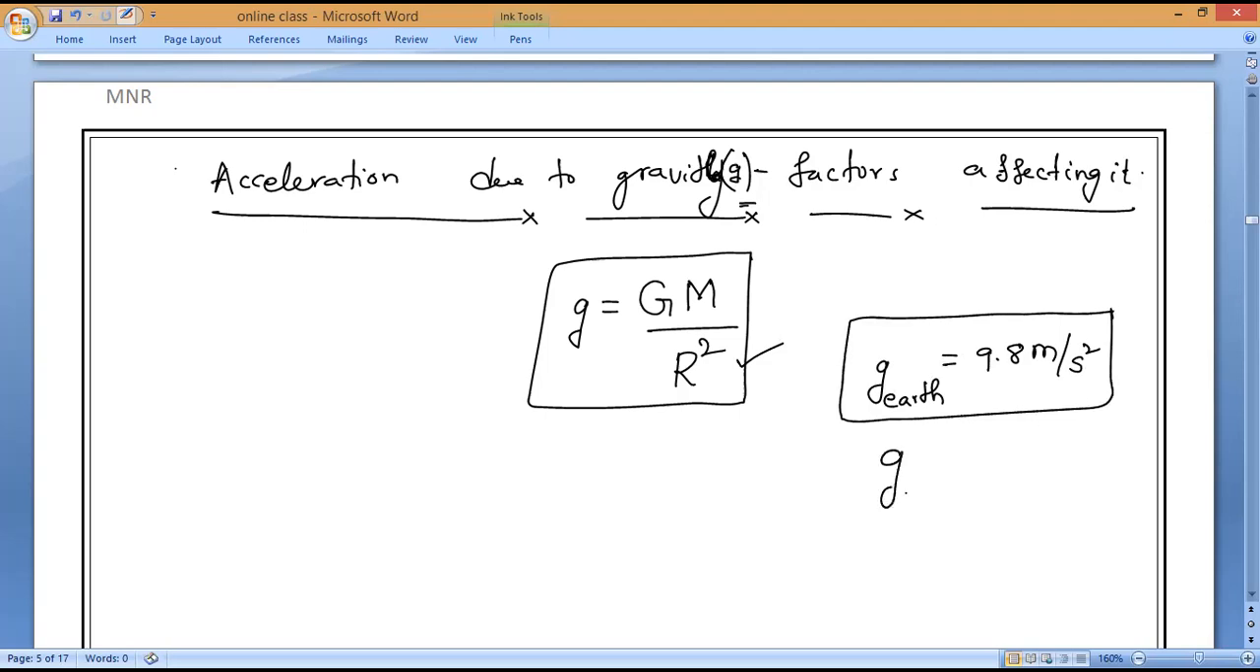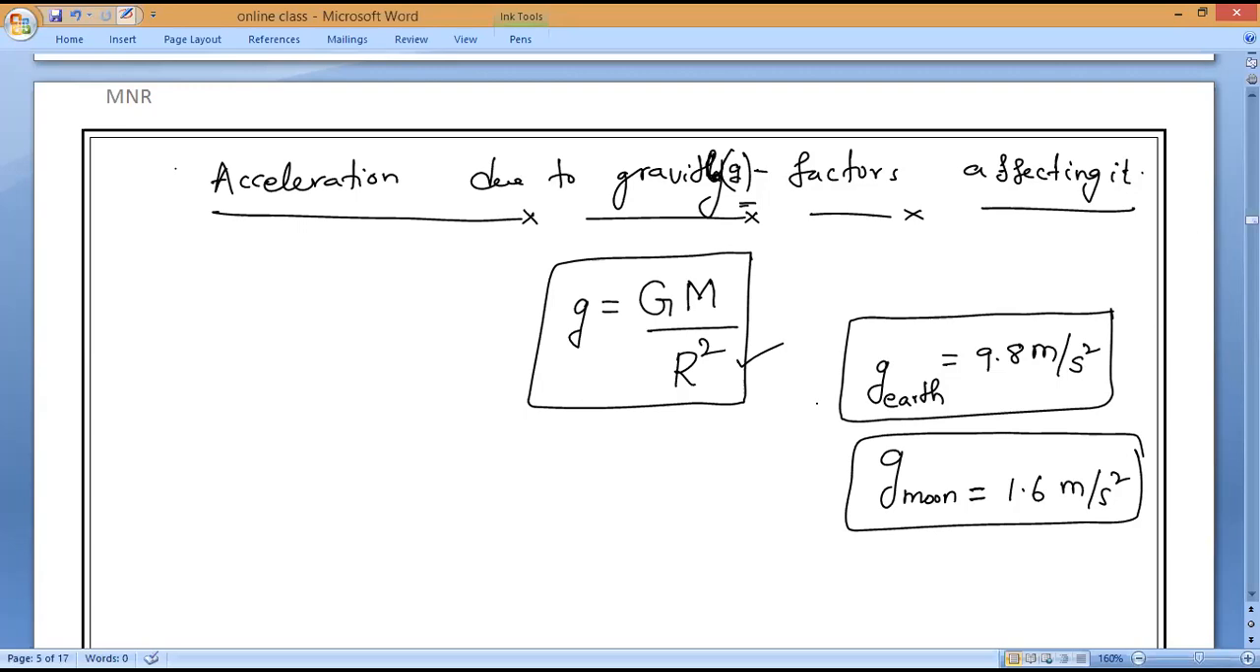In the same way, we have to know one more thing. Acceleration due to gravity of Moon, which is also equal to how much? 1.6 meter per second square. So these are the two things we already learned, and I have to remember they have some importance, Moon and Earth. So this is what we studied, acceleration due to gravity.